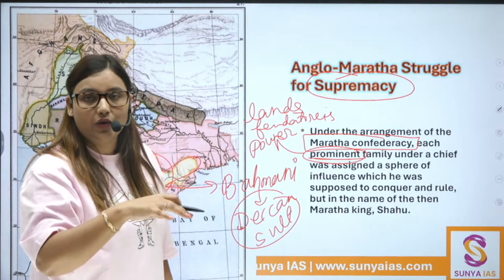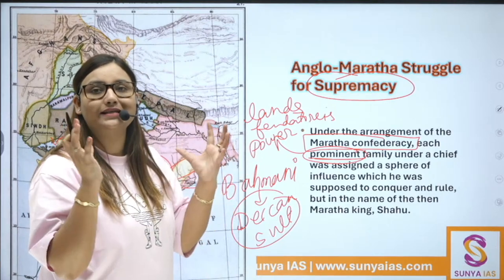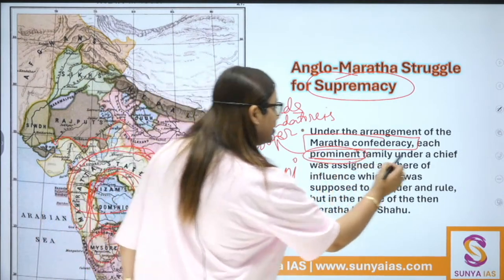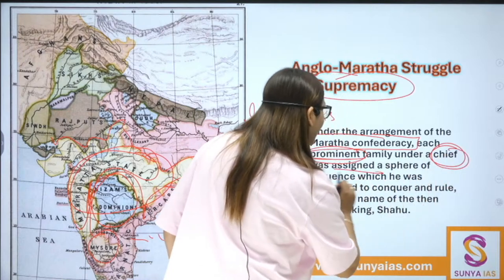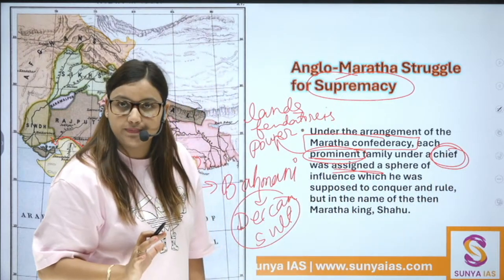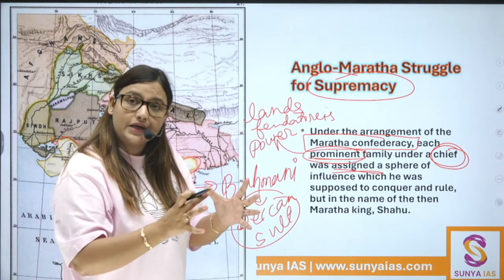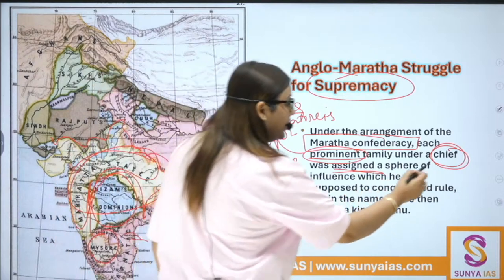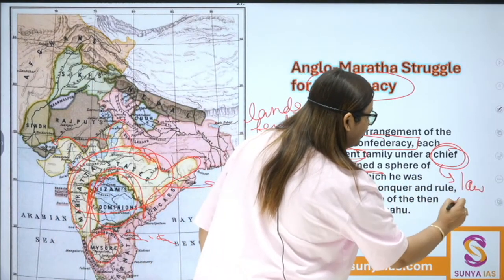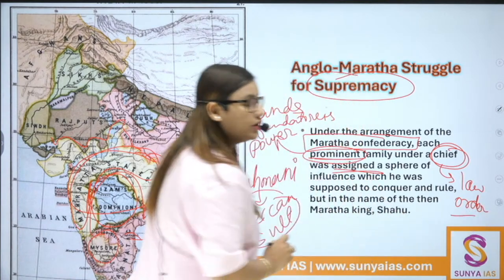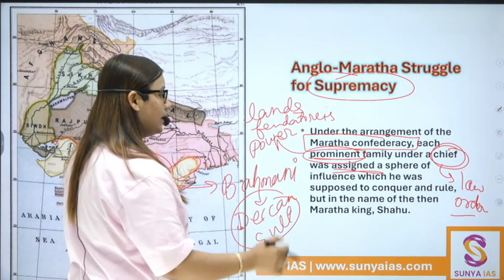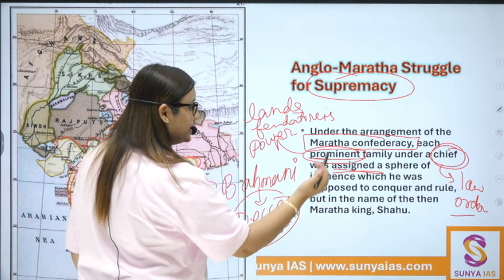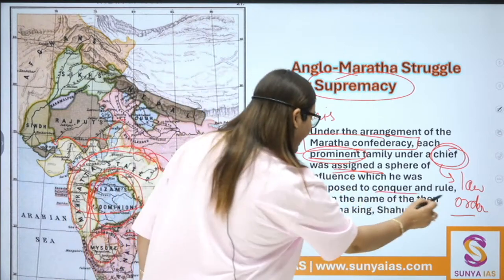Okay, so the Maratha confederacy is what? Confederacy. It is an assemblage. It is an arrangement. Okay, where each prominent family under a chief was assigned a sphere of influence. Okay, and that particular area was according to their own rule. So there the chief will maintain the law and order and they will also collect the taxes. Okay, so now each and every area had a chief, and these chiefs had a sphere of influence where he was supposed to conquer and rule, okay.